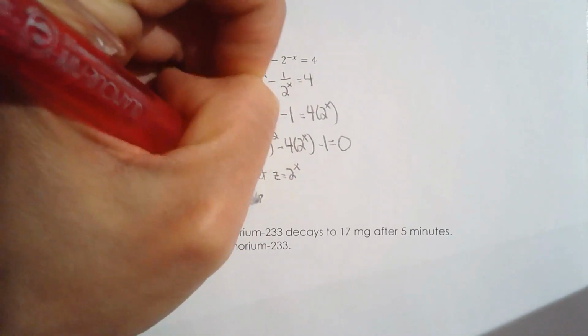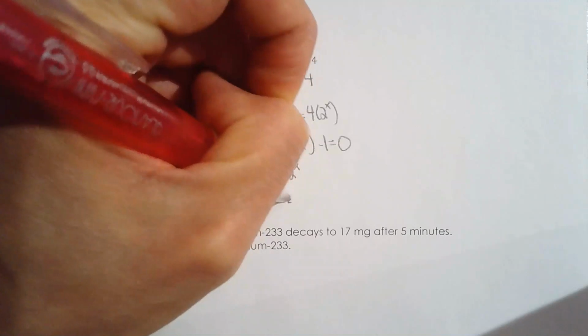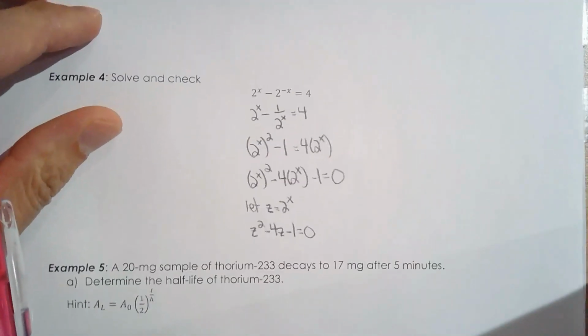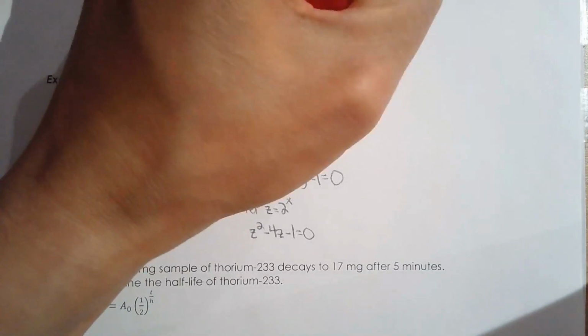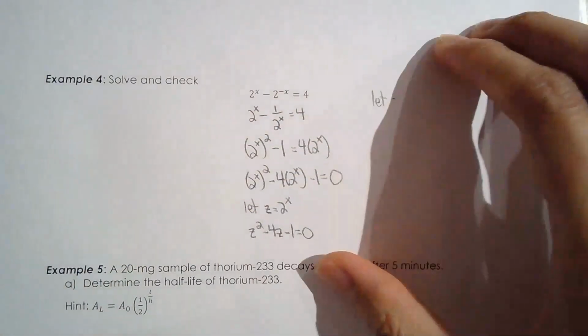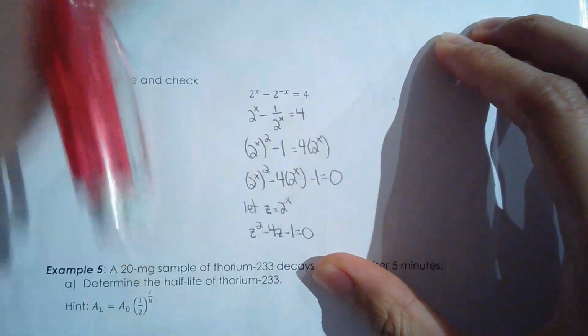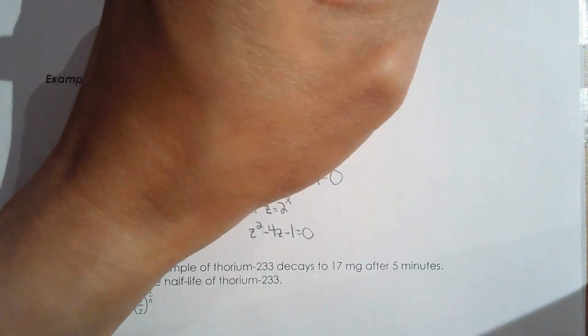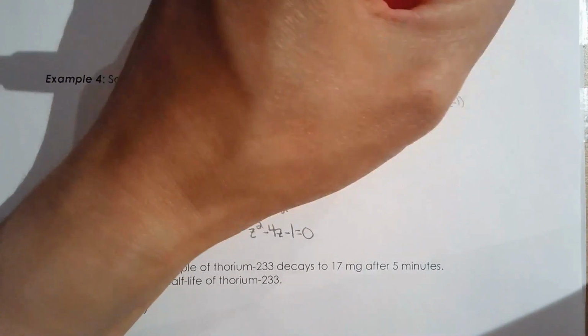Unfortunately, I can already see that it's not factorable. So you have z squared minus 4z minus 1 equals 0. Since it's not factorable, we're going to use the quadratic formula. Oops, I already wrote the let statement for z. So, quadratic formula: negative b plus or minus the square root of b squared minus 4ac, all over 2a.